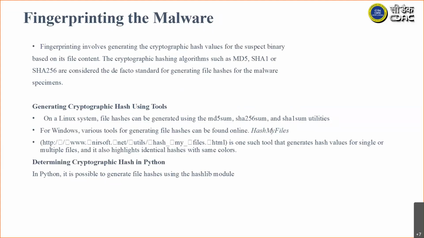On a Linux system, the file hashes can be generated using the md5sum, sha256sum and sha1sum utilities. So there are different utilities you can use to generate a cryptographic hash. For Windows, various tools for generating file hashes can be found online. One of the tools is HashMyFiles.